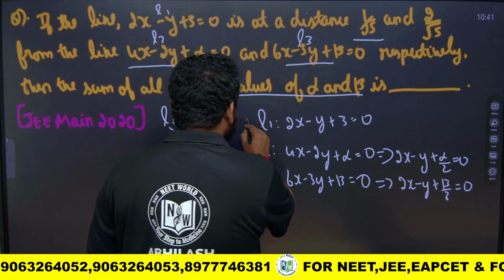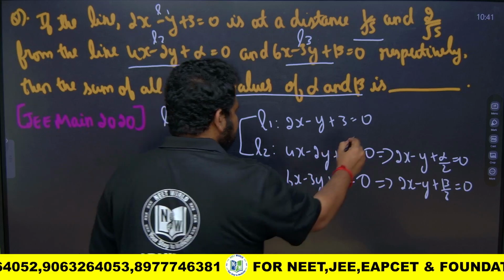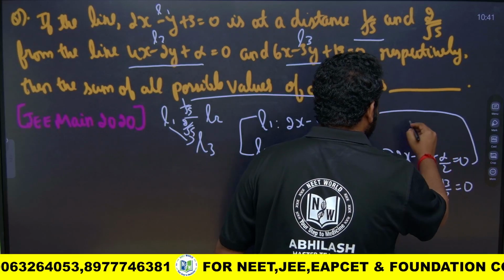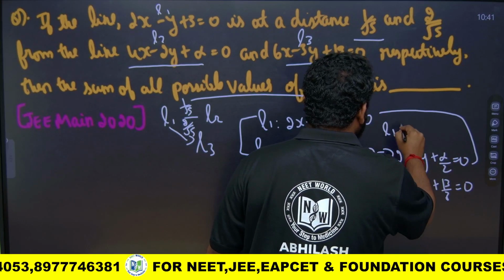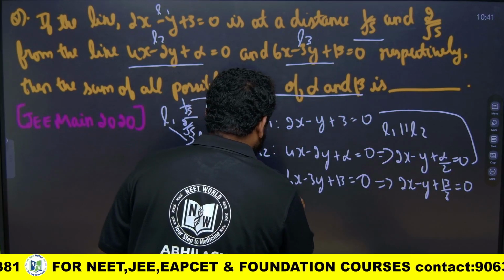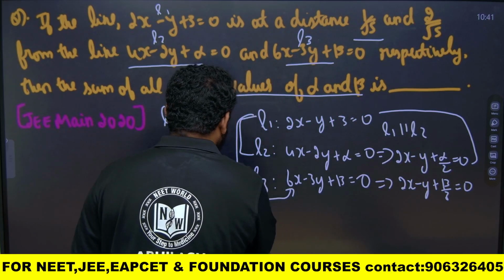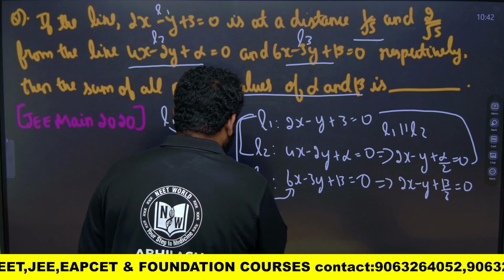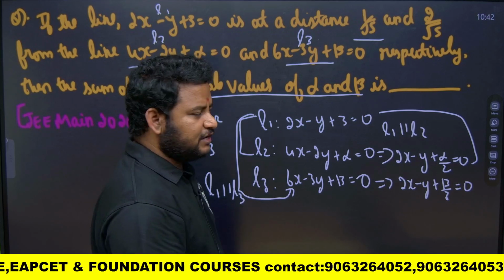So this one and this one are parallel lines. Okay, let me write it like this. L1 is parallel to L2. Similarly, L1 is parallel to L3. Okay, so if it is parallel lines, how to find the values?